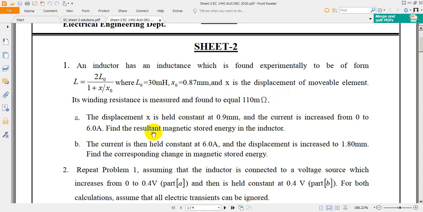We have two different conditions. In condition 1, the displacement X is held constant at 0.9 mm and the current is increased from 0 to 6 amperes. Find the resultant magnetic stored energy in the inductor. In the second part, X is changed from 0.9 to 1.8 mm and the current is kept constant at 6 amperes. Again we need to calculate the corresponding change in energy from this point to this point. It means we identify the energy at this point, and the difference between the energy stored at this point and at that point gives the change in energy.